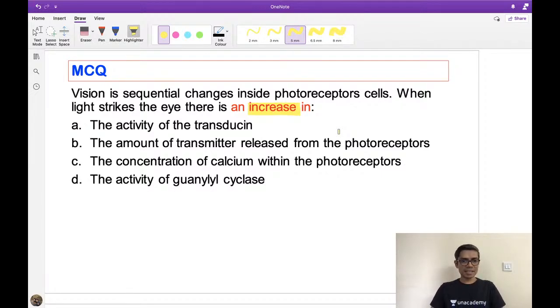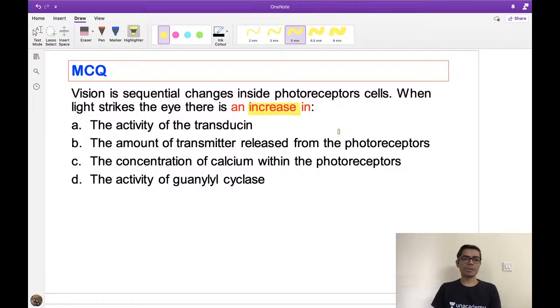Option A is the activity of the transduction. Option B is the amount of transmitter released from the photoreceptor cell. Option C is the concentration of calcium within the photoreceptor cell. And option 4 is the activity of the guanylyl cyclase. Okay, I got three answers. Vivek has given an answer, Patel has given an answer, and Vivek has also given a second answer. Anybody else want to try to answer?